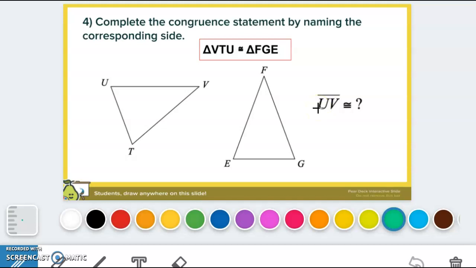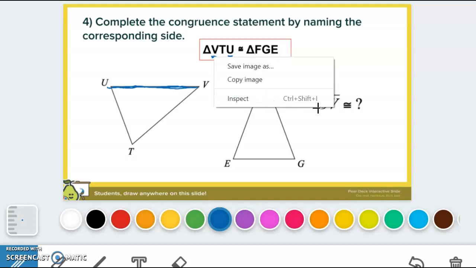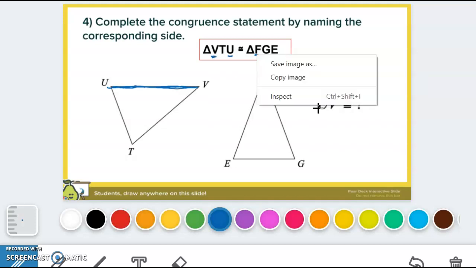This time we need to complete what the segment UV is congruent to. Where is UV? U is here, V is here. Again, we're talking about side length, aren't we? So UV is this side length here. So how do we figure out which is the side that corresponds on the right triangle? Find your UV. U is the first letter, V is the last letter. That means it's the first letter and the last letter of the second triangle as well.